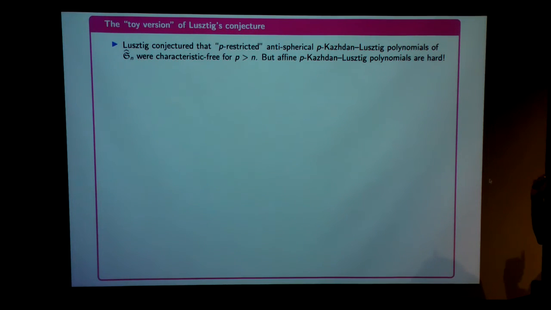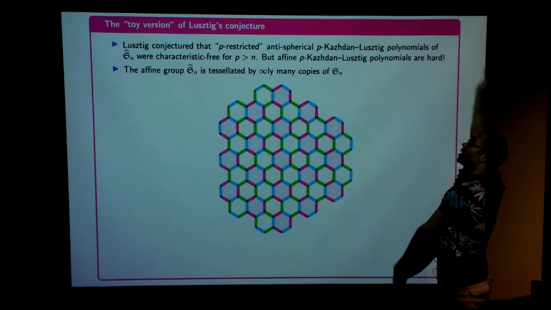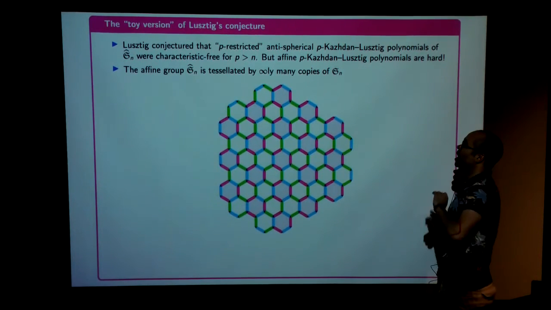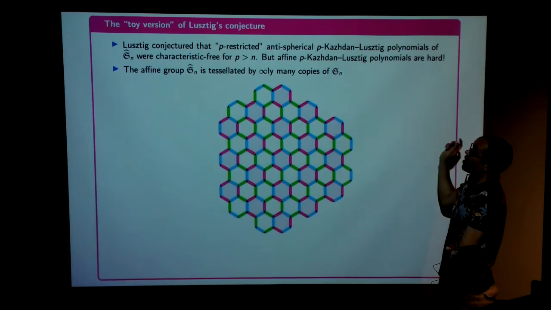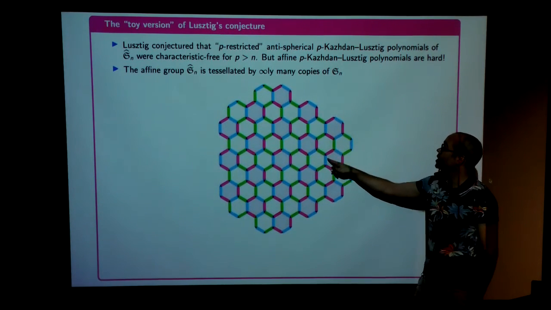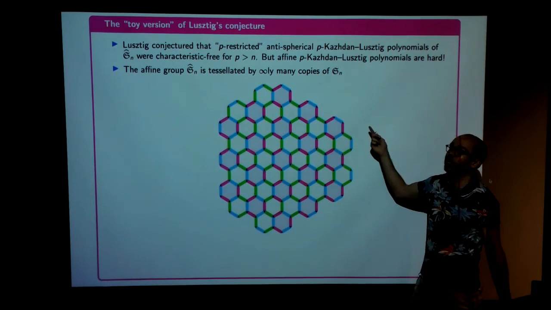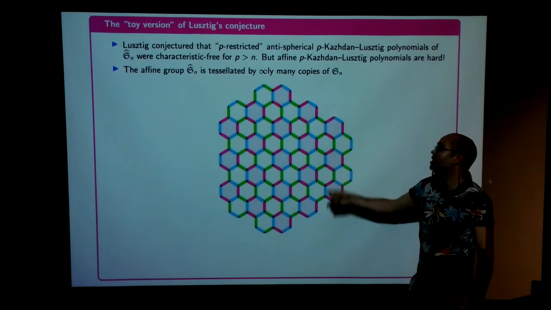So what we're going to do is a toy model of Lusztig's conjecture. We observe that affine Sn is made out of lots and lots of copies of finite Sn. How so? Well, here. If you imagine this tiling off to all of R2, this is the Bruhat graph of affine S3. And I've shaded in gray, but you can't see. These blue-pink ones, these are lots of copies of finite S3.